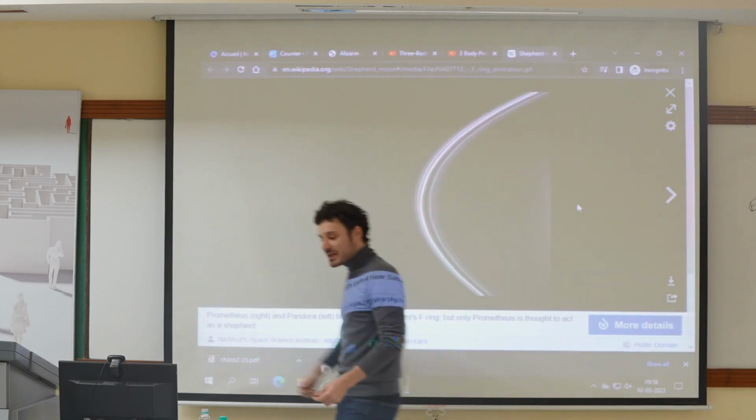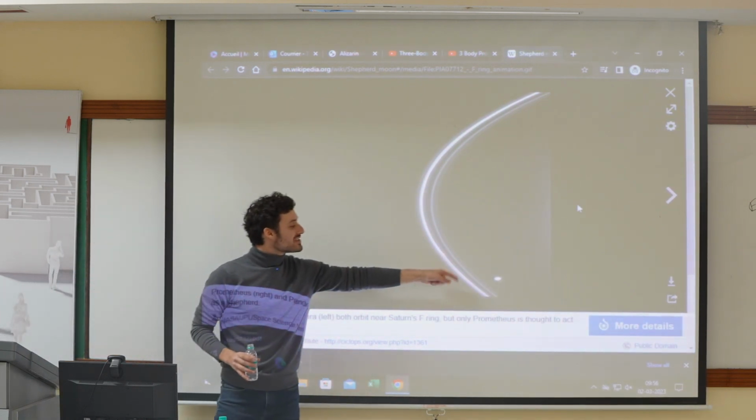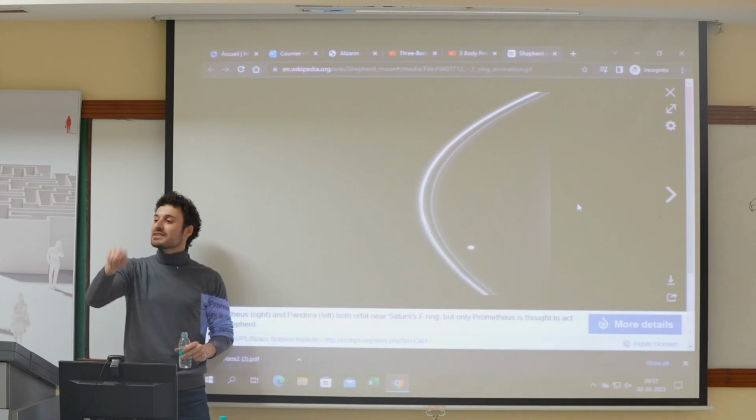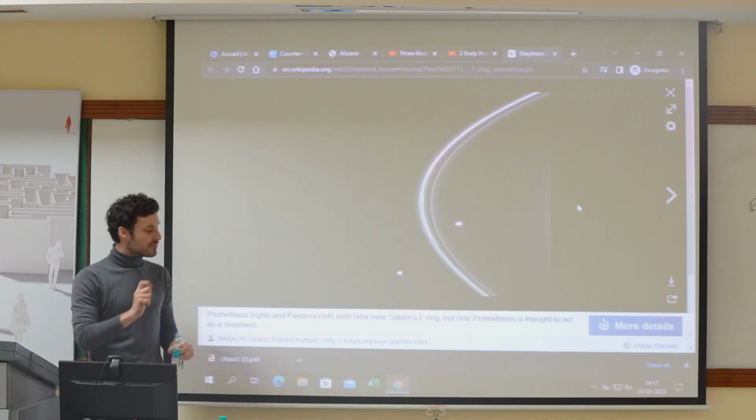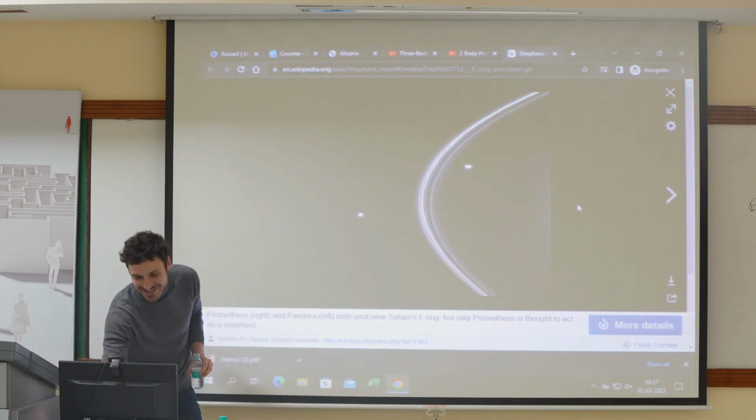So this is another example of resonance with the same kind of gap structure, except that now here you can see exactly what's happening, right? Because this is happening over a system that we can observe directly. So that's a shepherd moon, as it's called.